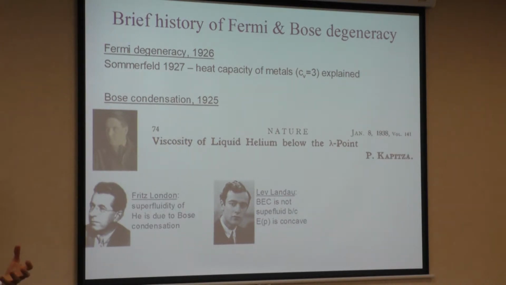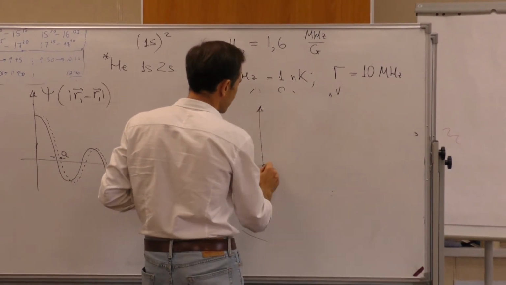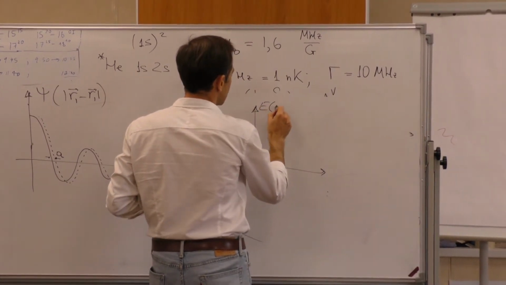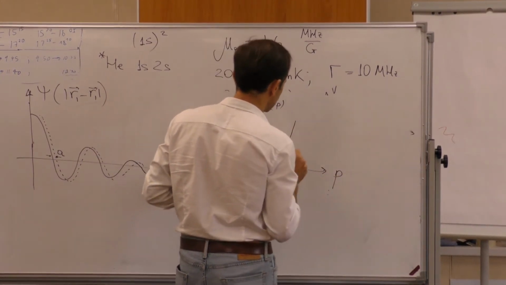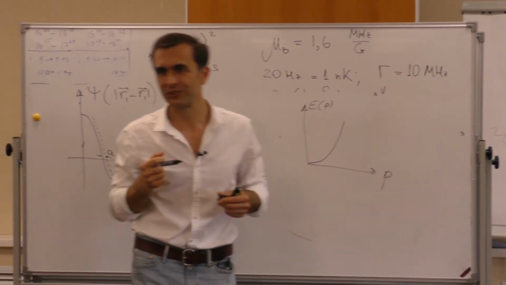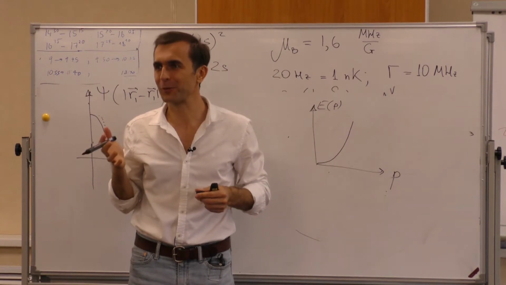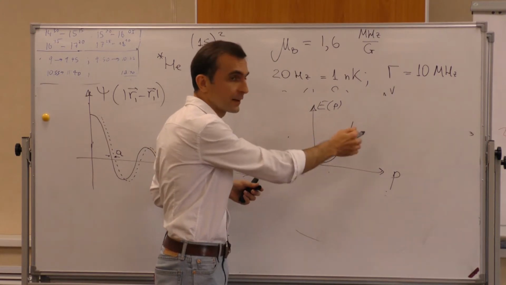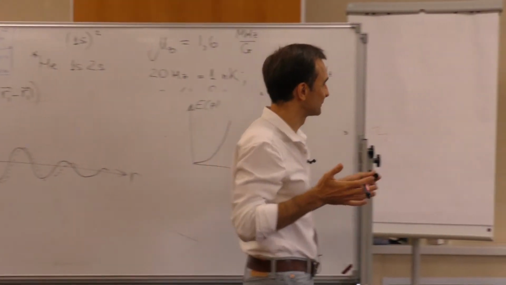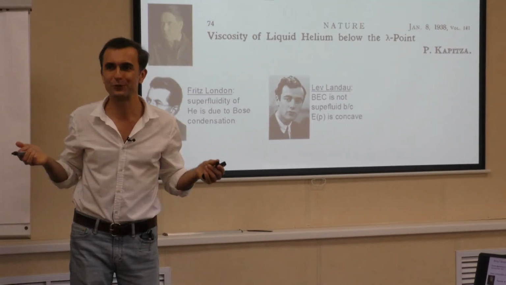What was Landau's argument? Landau's argument was that the ideal Bose gas has a parabolic dispersion relation. And for superfluidity, as you know from Landau's criterion of superfluidity, the dispersion relation has to be either linear or convex. So Landau was right that the condensates known at that time could not be superfluids.